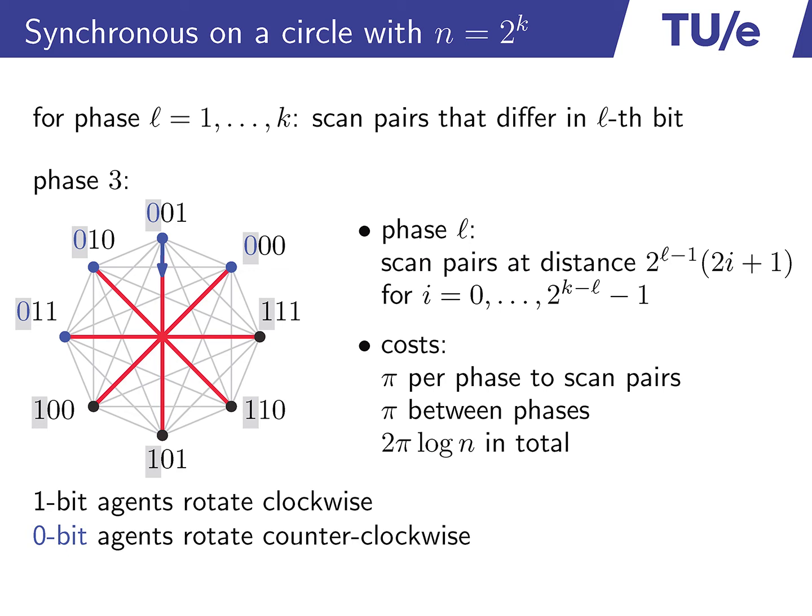To restart for the next round, it again rotates at most by an angle of pi, and since there are log n phases overall, the overall time the schedule requires is at most 2 pi log n.